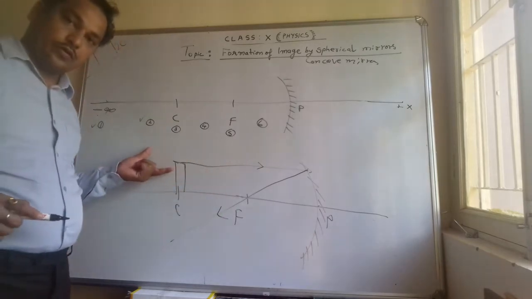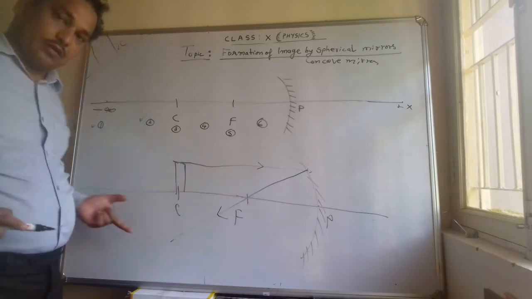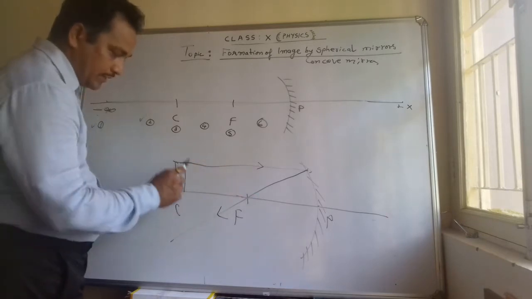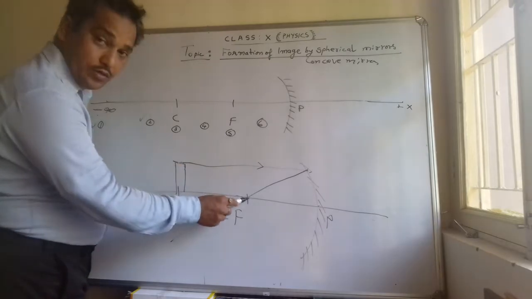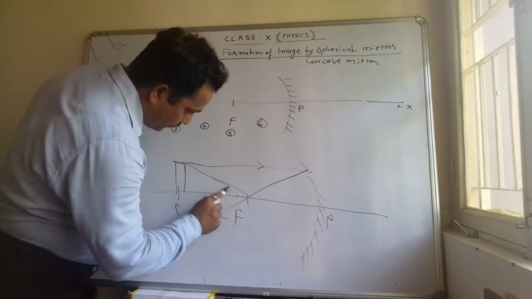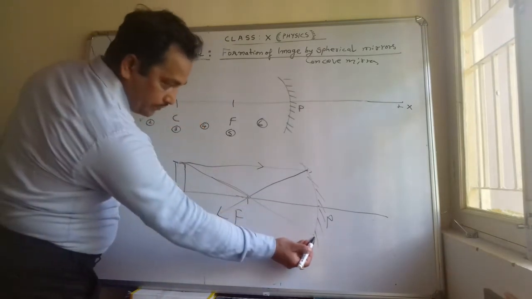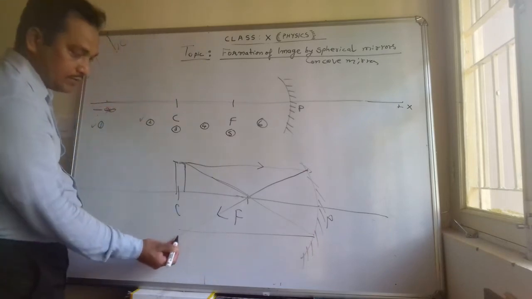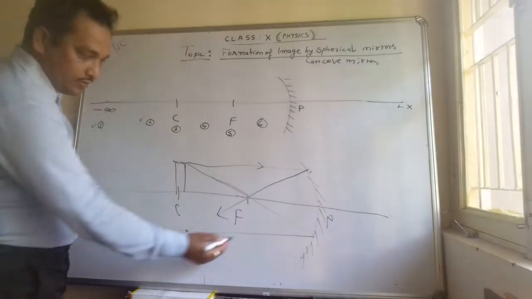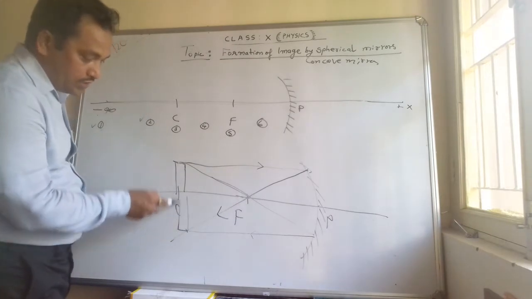Now we are also aware that second rule, any ray which is passing through the focus will become parallel to the principal axis. So let us start from here and go towards the focus and let's see where it goes. So when it is going to the focus, after reflection it will become parallel to the principal axis. So where they are meeting? At this point of the intersection of both the rules here. So this is the position of the image.